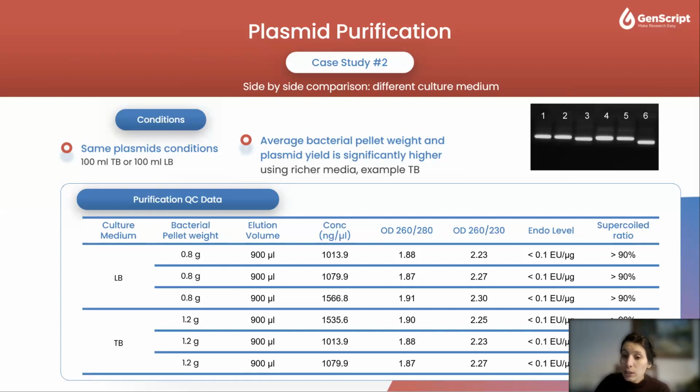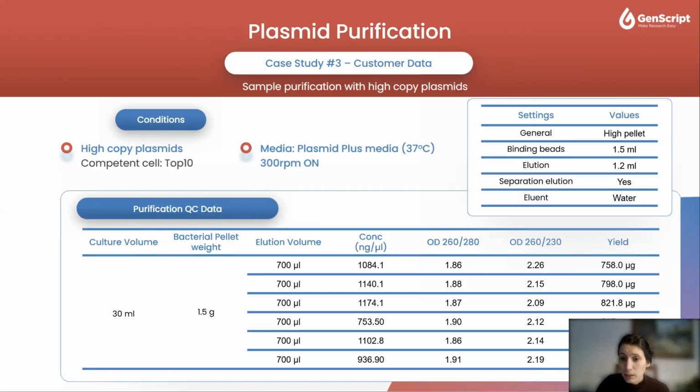What you're seeing here is that the concentration of the finally eluted DNA was almost double for the TB versus the LB. Sorry, I think I have an error on my slide. Sorry about that. With that said, the TB prepped sample was much more robust, yielding quite a bit more DNA in the TB.